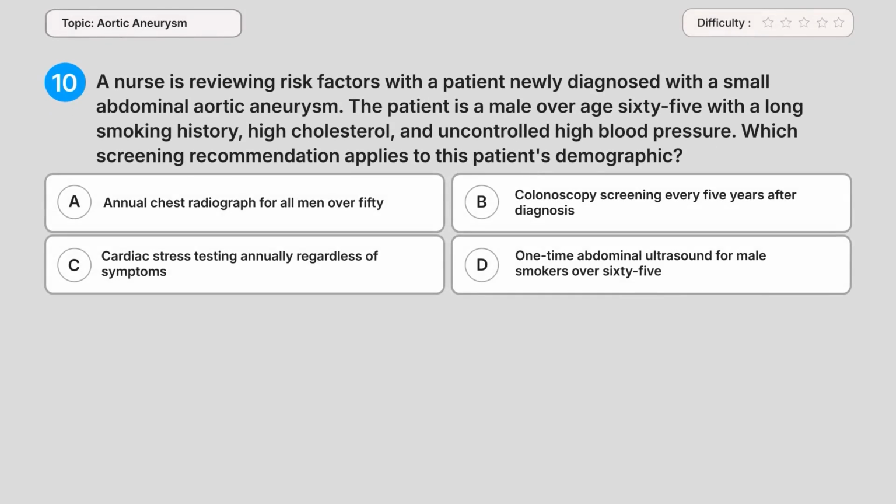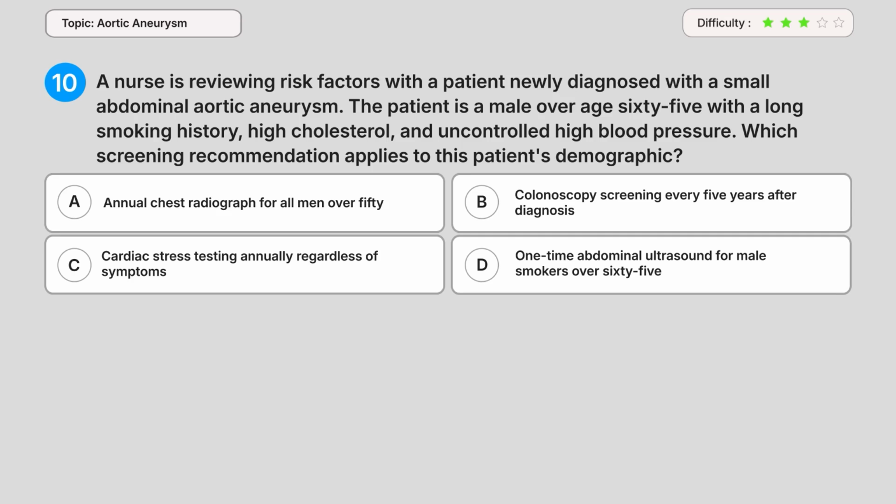10. A nurse is reviewing risk factors with a patient newly diagnosed with a small abdominal aortic aneurysm. The patient is a male over age 65 with a long smoking history, high cholesterol, and uncontrolled high blood pressure. Which screening recommendation applies to this patient's demographic? A. Annual chest radiograph for all men over 50.